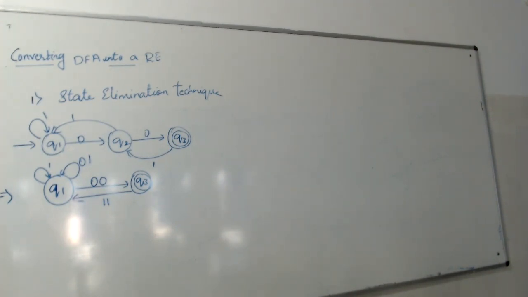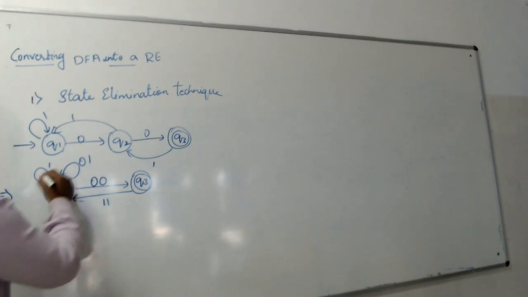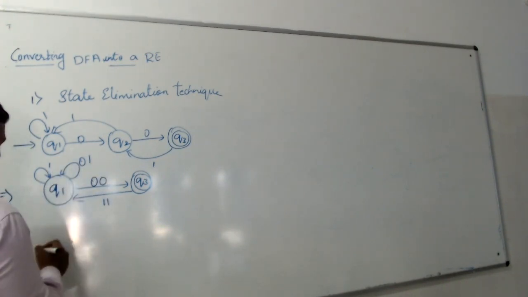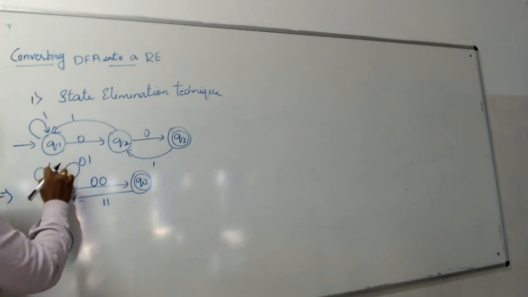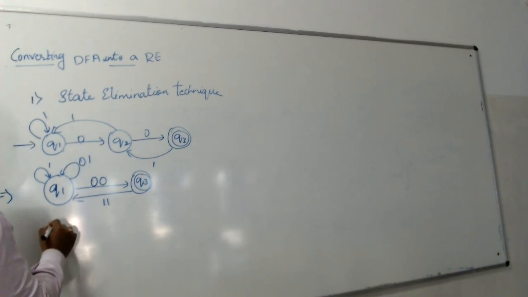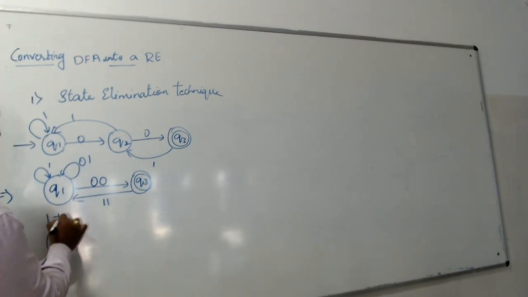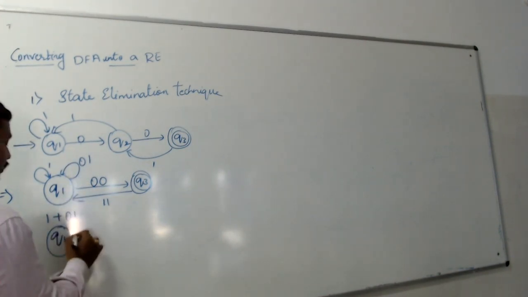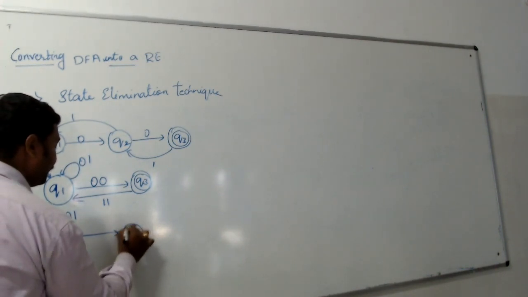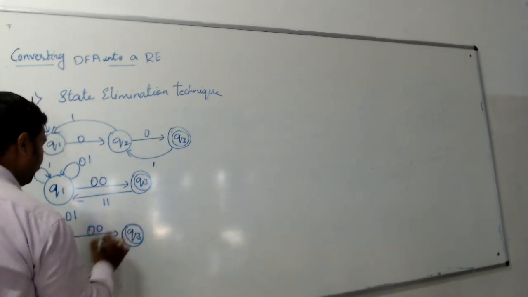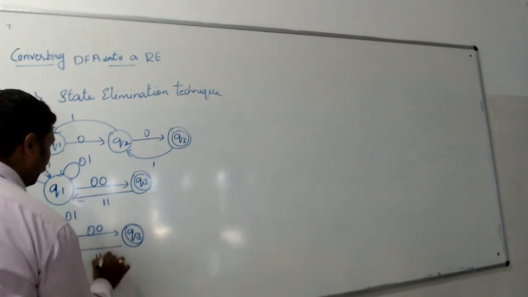Yes. Okay. Now try to write what we call the regular expression on Q1. So Q1, either it can have 1 or it can have 0 1. So 1 or 0 1. Q3 is the final state, with 0 0 and 1 1.